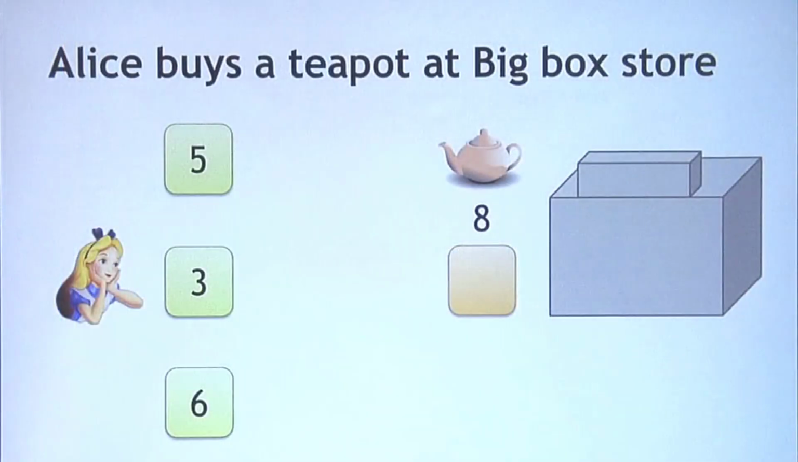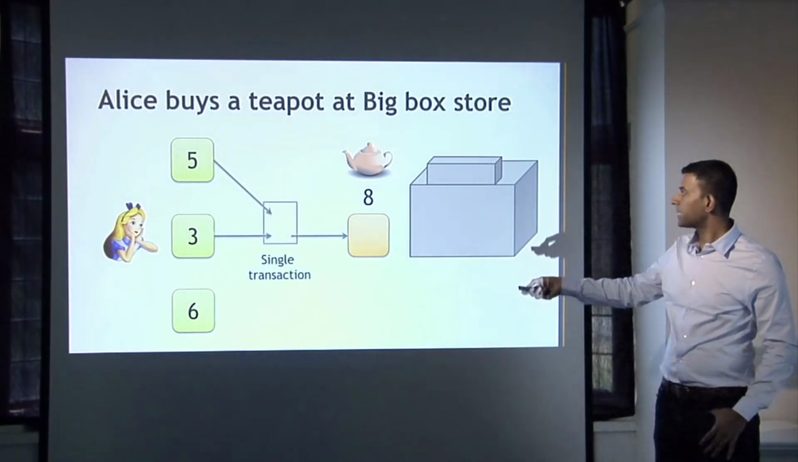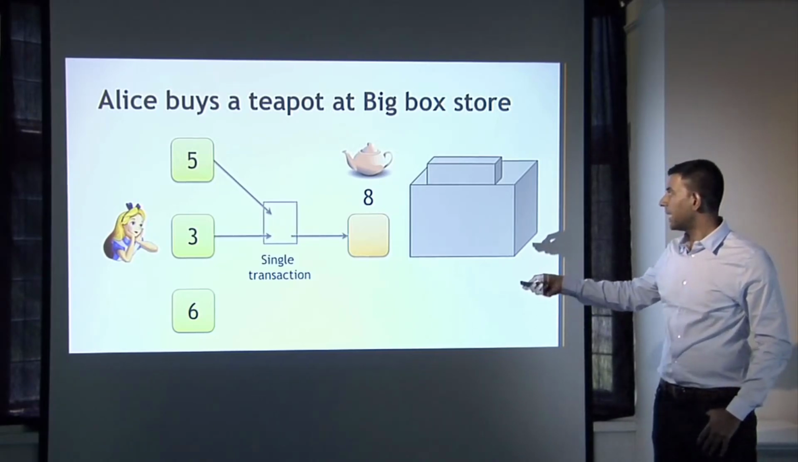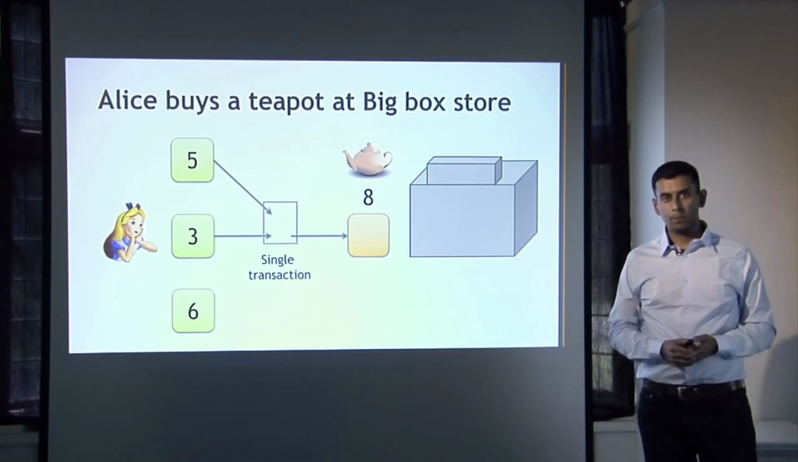Alice, a customer, goes to a big box store and wants to buy a teapot. In this scenario, Alice has a few Bitcoins lying around with these different denominations, and the store lists the teapot for a price of 8 Bitcoins. That's a pretty expensive teapot at today's exchange rate, so imagine that's centi-Bitcoins or something, if you like. At any rate, Alice has these different addresses and wants to pay for the teapot. How is she going to accomplish this? She doesn't actually have an address with 8 Bitcoins sitting in there. And so what she's going to do is combine several different input transactions into a single transaction in order to pay 8 Bitcoins to the store.